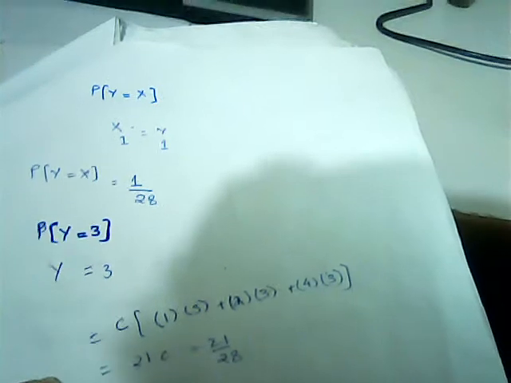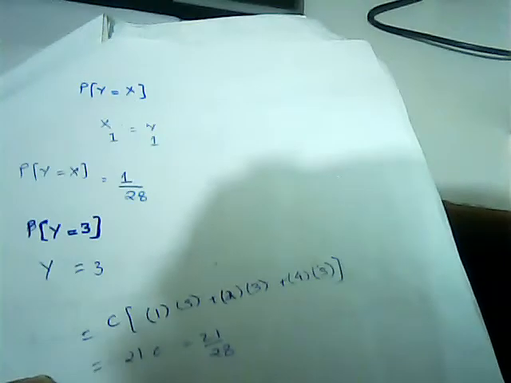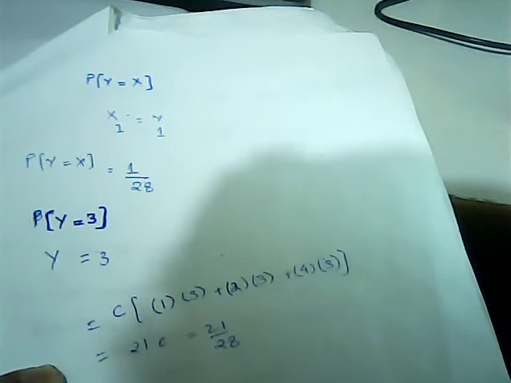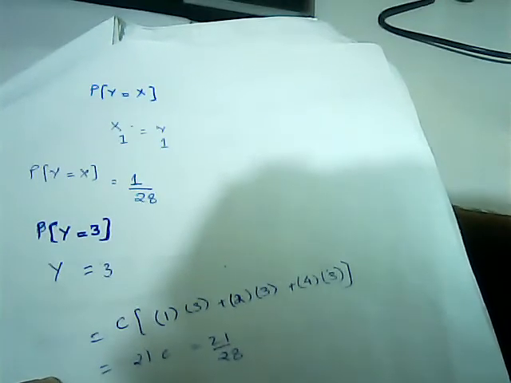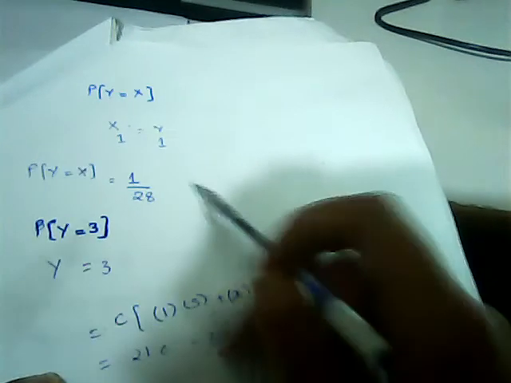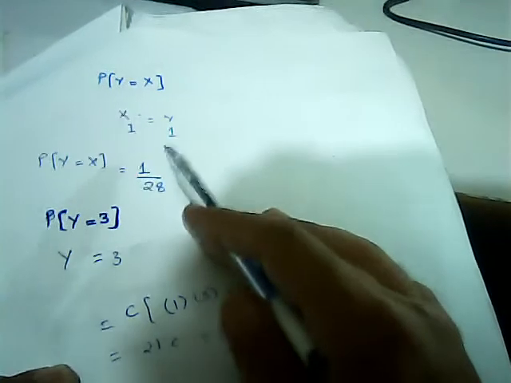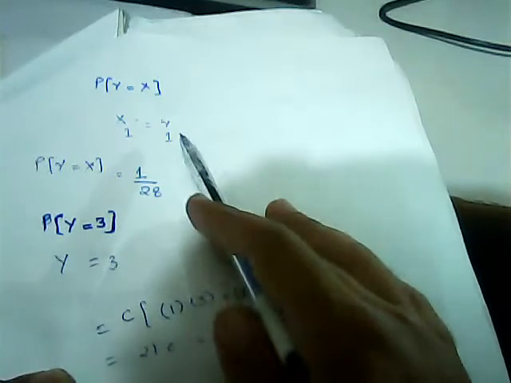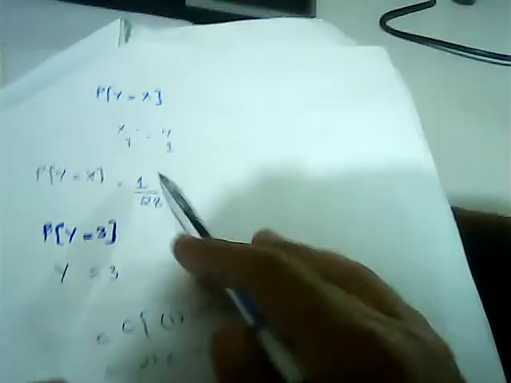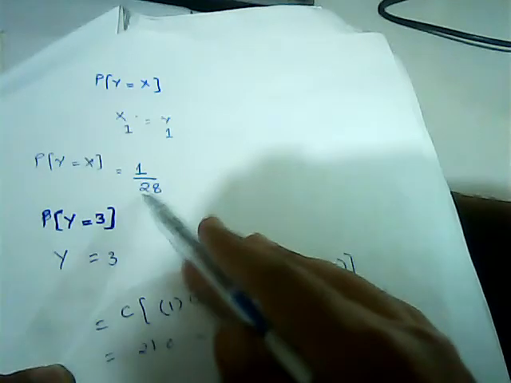So friends, seeing some simple cases out here, where probability y equals x. In that case we found that only 1 corresponds to 1 and makes an equal case. So its probability would be 1 over 28.